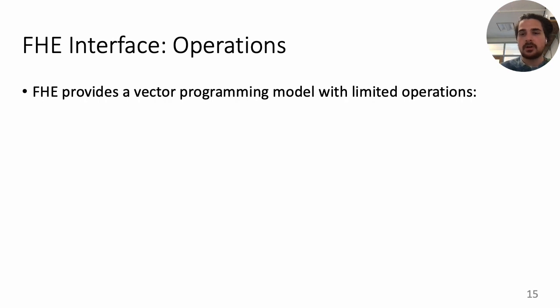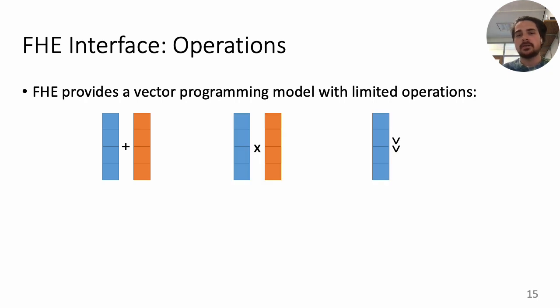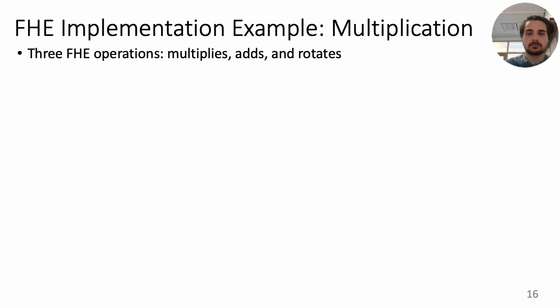FHE supports three operations on the underlying encrypted vectors. These are element-wise adds, element-wise multiplies, and cyclic vector rotates. Orange operands can also be plaintexts. Rotation amounts are always unencrypted. So this interface doesn't imply that a ciphertext multiplication can be implemented by simply multiplying the polynomials of the two ciphertexts. Let's see how the FHE interface is actually implemented.